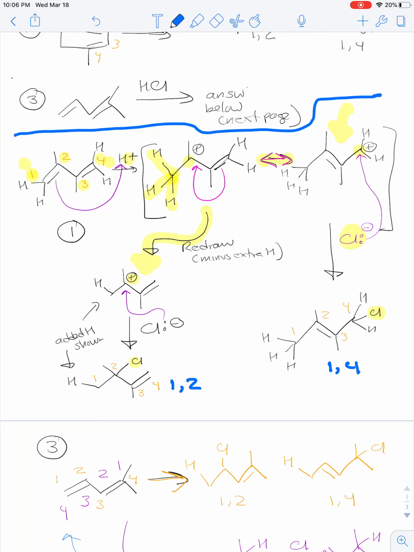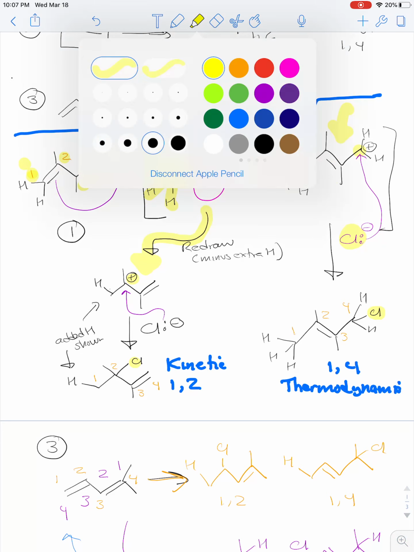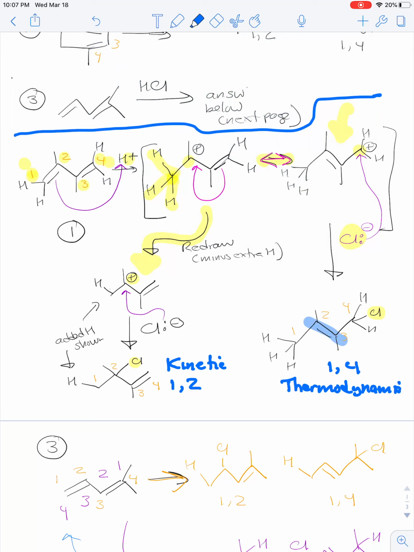The 1,2 product, for reasons of proximity, ion pairing, and speed, is always the kinetic product. And then the thermodynamic product is going to be the more stable of the two products, which in this case is going to be the 1,4 product. Because if you look at the carbon-carbon double bond, it is more substituted in the 1,4 product than it is in the 1,2 product. And I think that was everything we were supposed to do for that one.